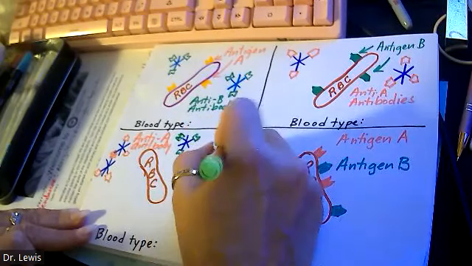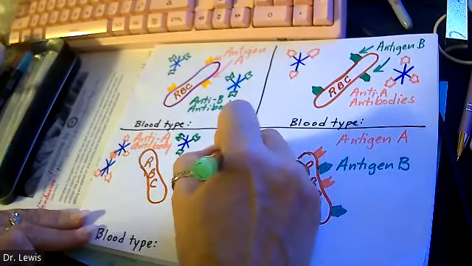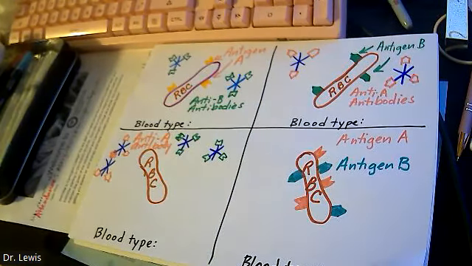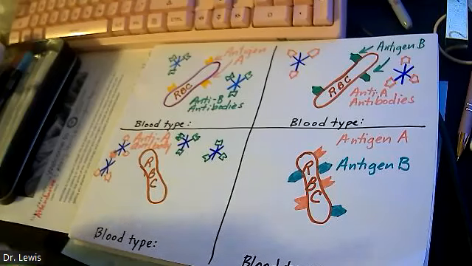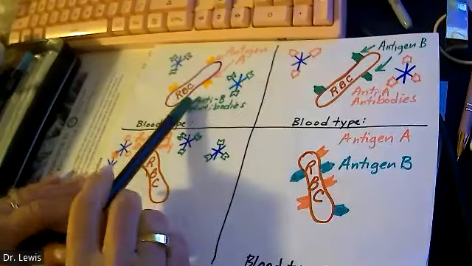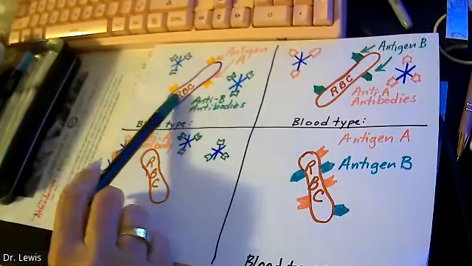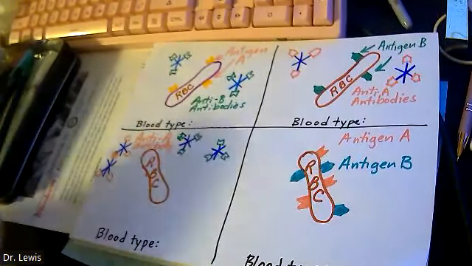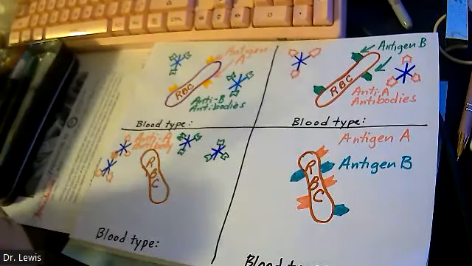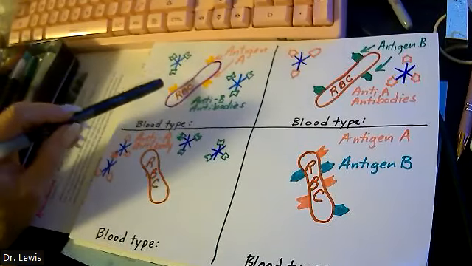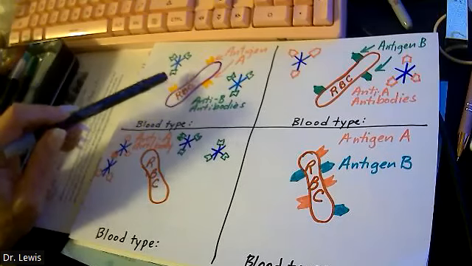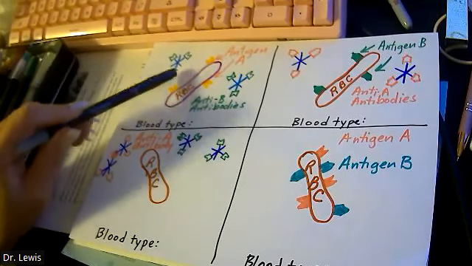And the goal is to match blood so that it does not agglutinate. There are more systems besides the ABO system, but the ABO is what we use. This blood, it's antigen A on the red blood cell and anti-B antibodies.